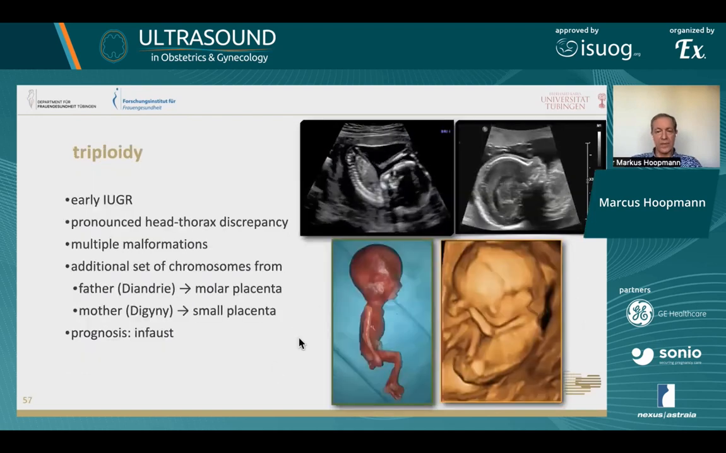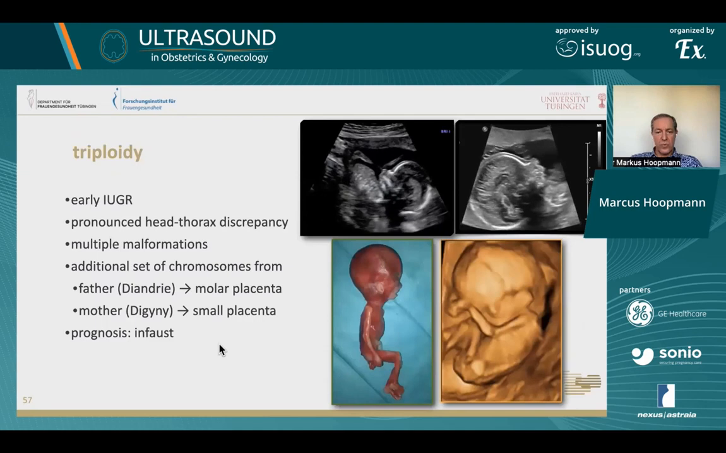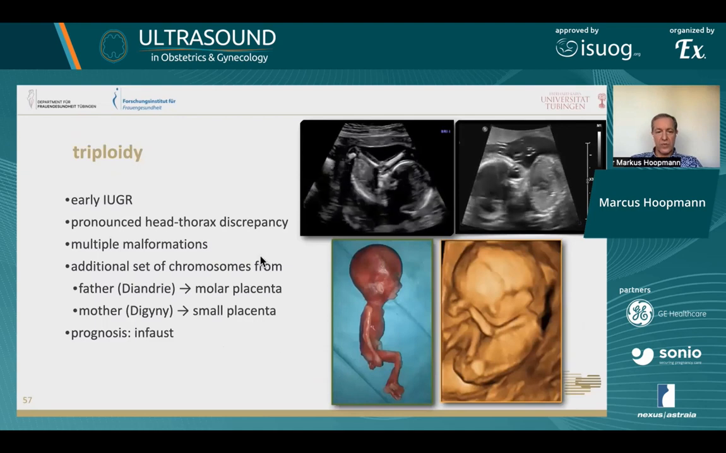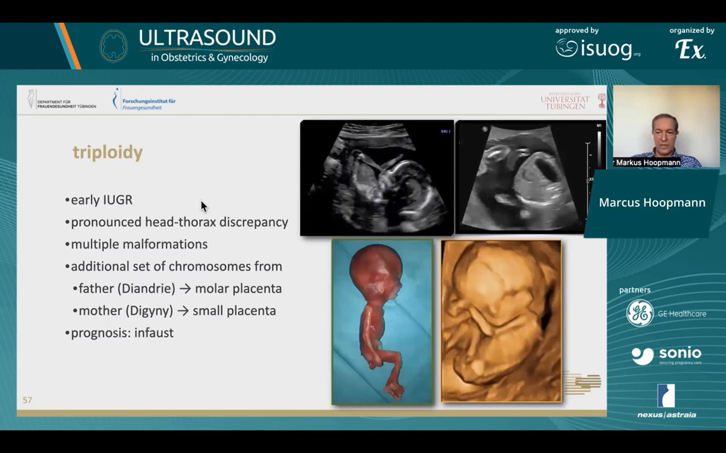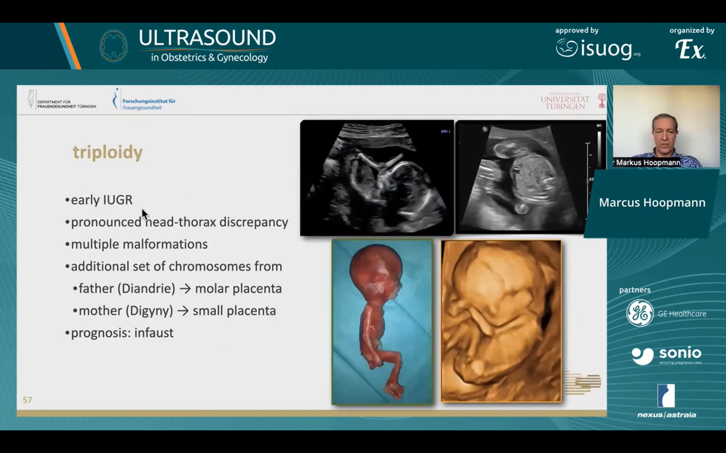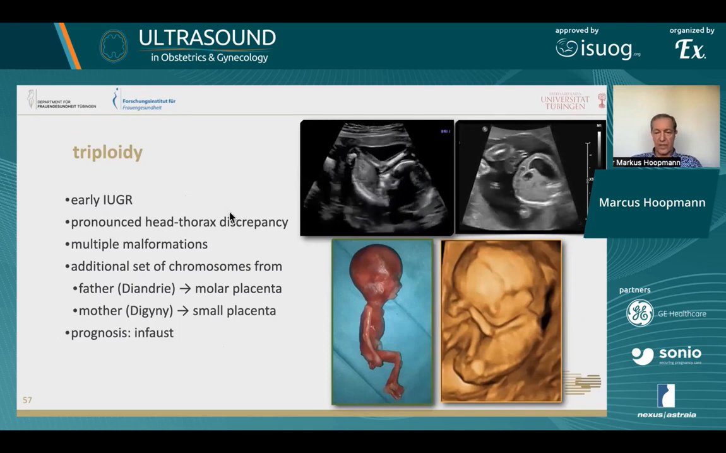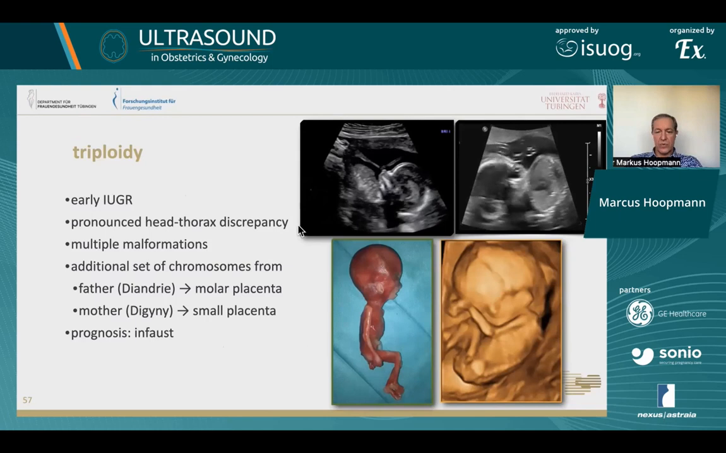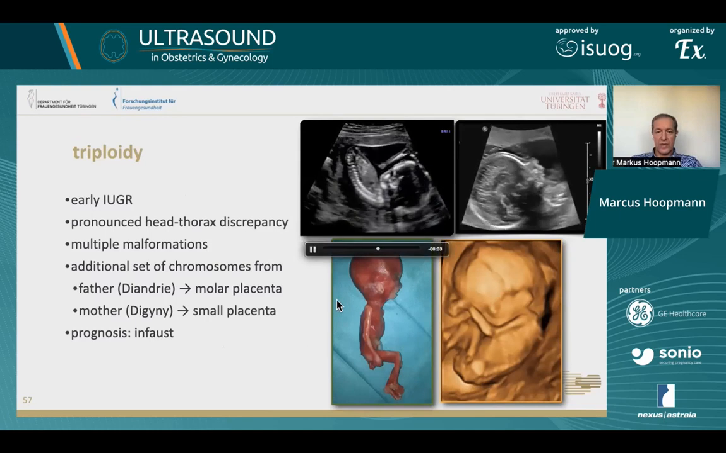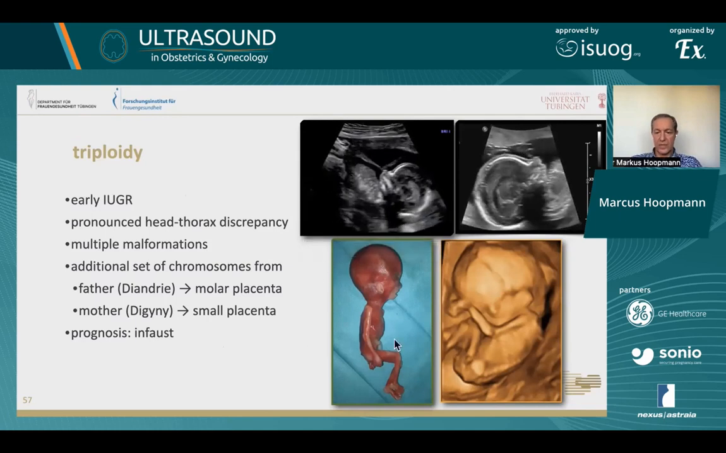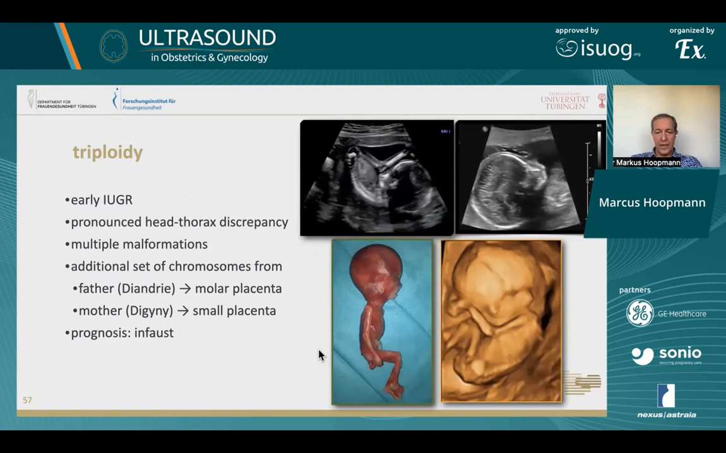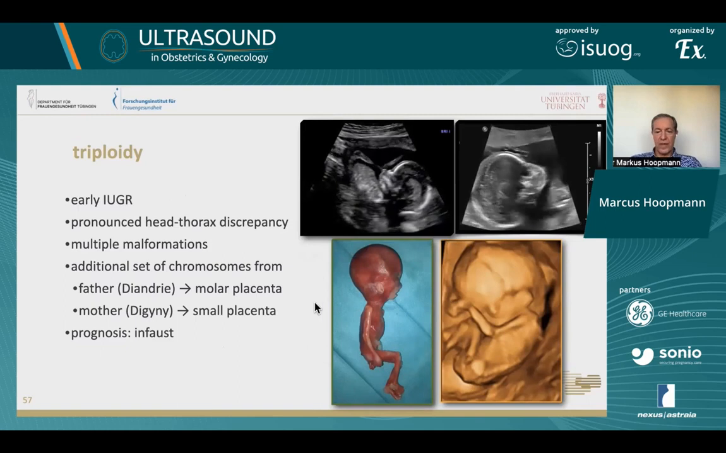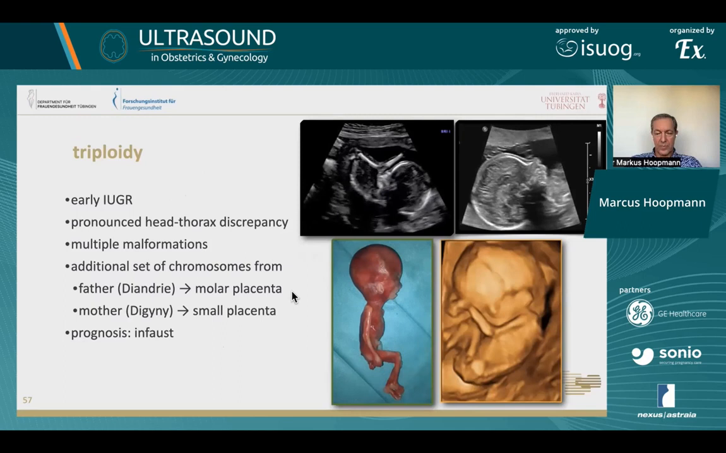And the last chromosomal aberration we want to talk about today is triploidy, which is quite rare, and typical is this very, very early IUGR, even in the first trimester. And what's very typical is this pronounced head-thorax discrepancy. It's almost half-half. And often you find a striking placenta.